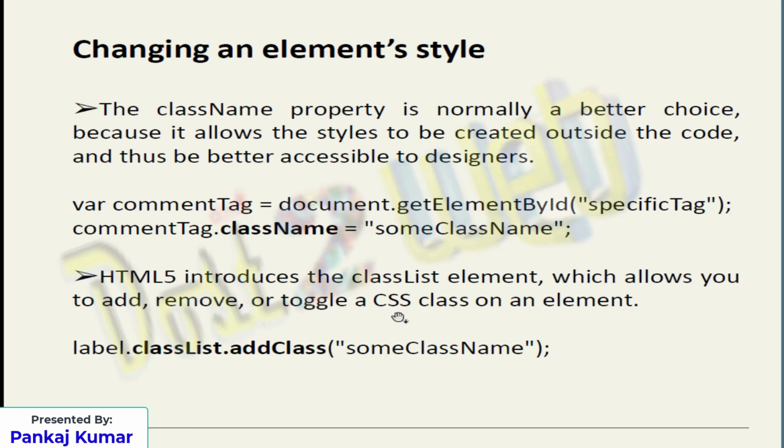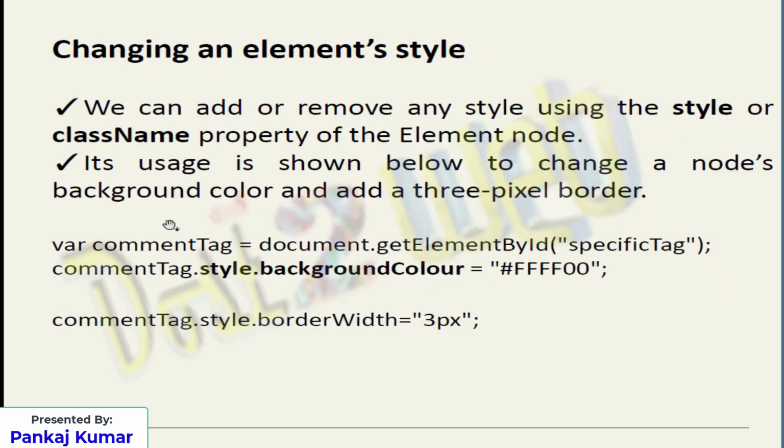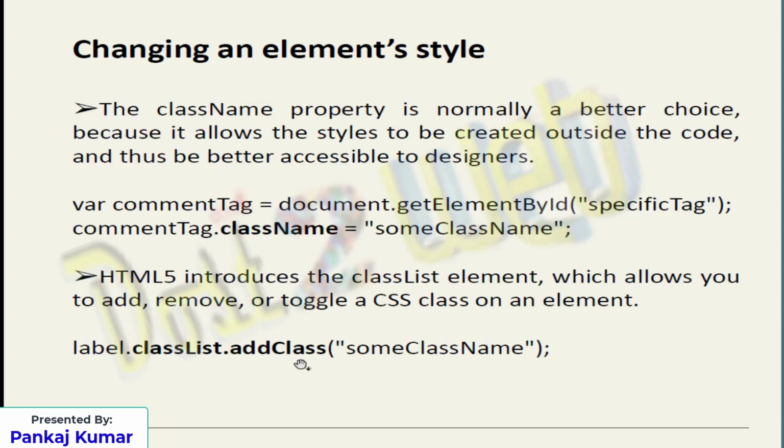Next, if you want to change an element style, then you can use the className property. That is the better choice. You can see here I am using it directly. You will understand more with the example. Previously, what we have done was just with the style. What style do you want to change? I want to change only the background color. I want to change the border width. Then only these two are going to change. Suppose you want to change with the class name, then how can you do that? That is also possible. For that, you have to use the className property.